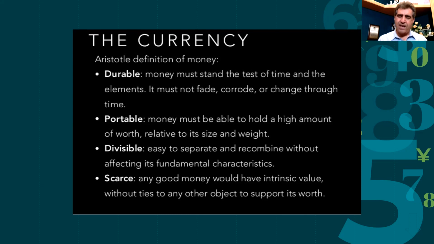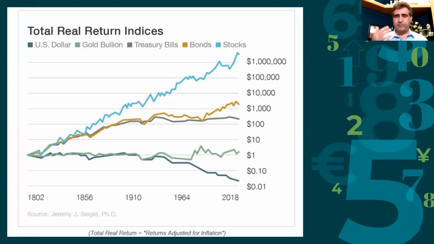And it has to be scarce. Any good money would have intrinsic value, which is important, and that's what I mentioned, to understand the world that we're living in right now. It has to have that intrinsic value, without ties to any other object to support its worth. I think this gives you a better picture when we talk about different currencies and talk about gold. This was his opinion then, and I think it still applies today.